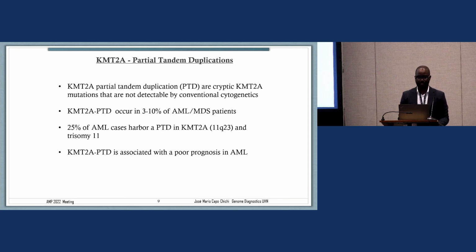In addition to KMT2A rearrangement, KMT2A also has a smaller, intragenic cryptic duplication called KMT2A partial tandem duplication, or KMT2A PTDs. And unlike KMT2A rearrangement, those KMT2A PTDs are not amenable to classical cytogenetics. KMT2A PTDs occur in 3 to 10% of AML and MDS patients, and there seems to be a co-occurrence of KMT2A PTDs in about 25% of AML patients that also have a trisomy 11. And just like KMT2A rearrangement, KMT2A PTD is also associated with a poorer prognosis in AML.